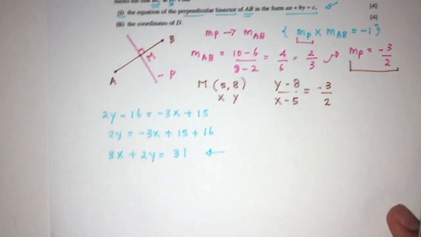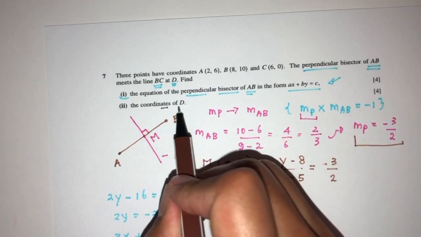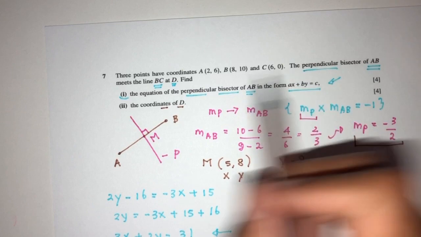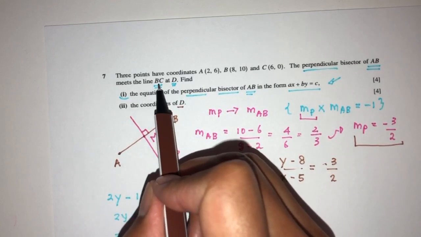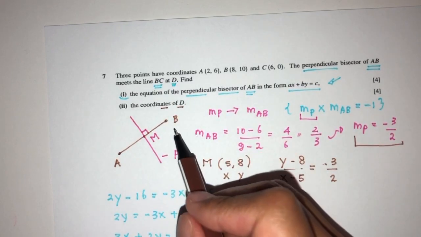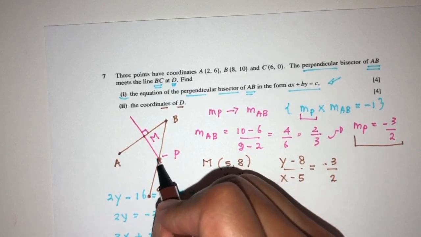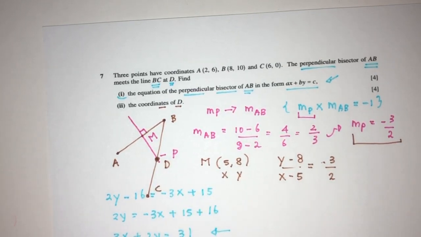Now we have to find the value of the point D. What is the point D? It says the bisector of AB meets the line BC at D. So it meets another line, BC. They meet at the point D, so we have to find this point of intersection.